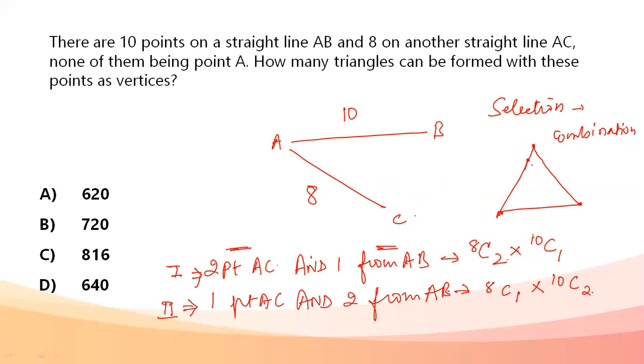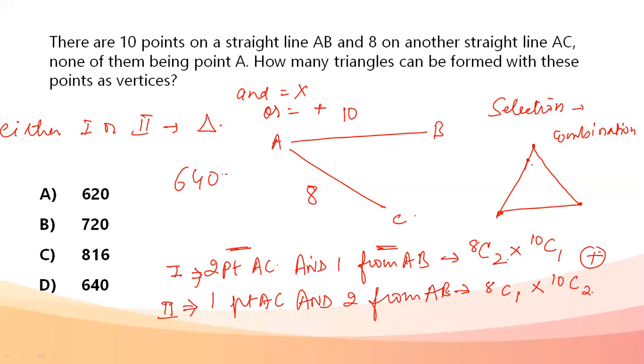Okay, now I need to form triangles. So either the first case or the second will give me a triangle. Now here it was "and". Whenever you do anding, we do multiplication. Whenever we do oring, we do addition. So the answer from the first case plus the answer from the second case is how many triangles I'm going to have. When we do the additions, my answer comes out to be 640. So the number of triangles formed is 640.